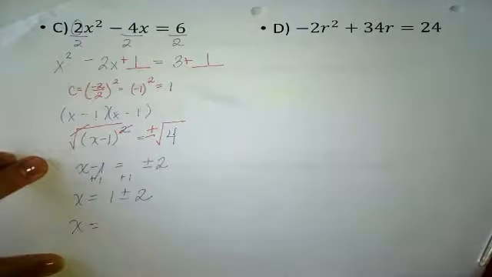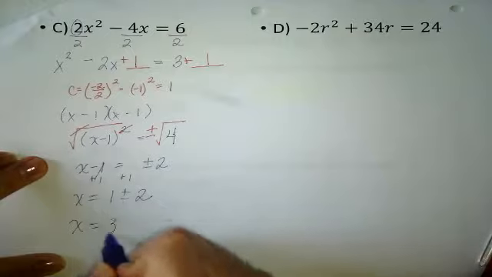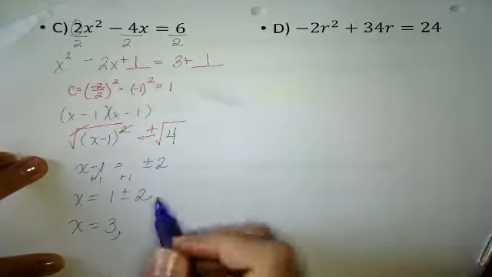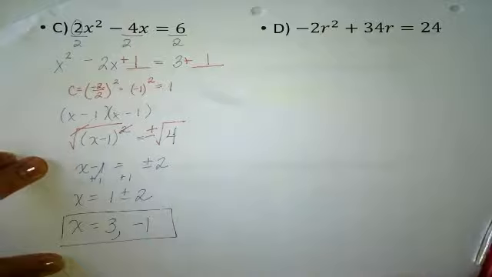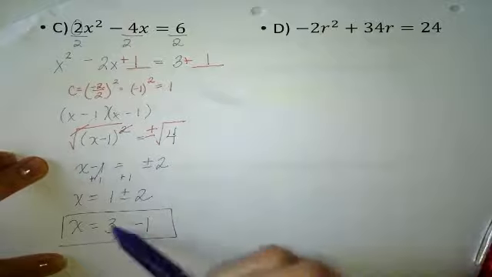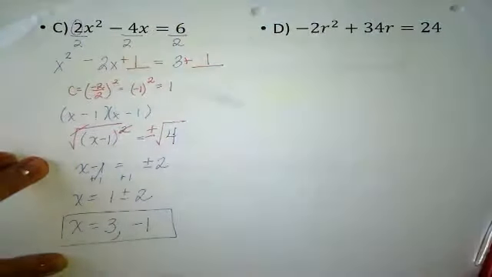That is not complete. You need to actually figure out what the answers are. In this case, since we can, 1 plus 2 would give me 3. 1 minus 2 gives me negative 1. So 2 possible answers. We can take an answer and plug it in, and it should work in the equation. All right.